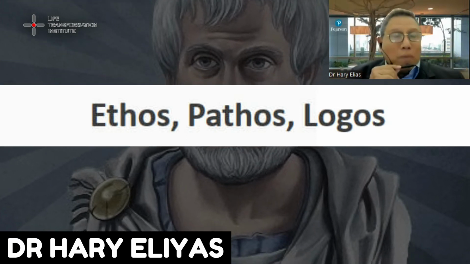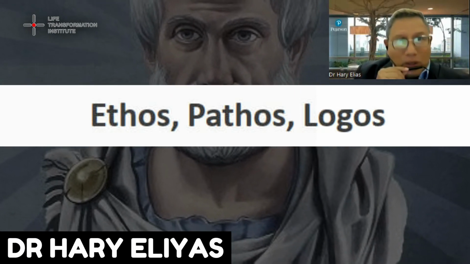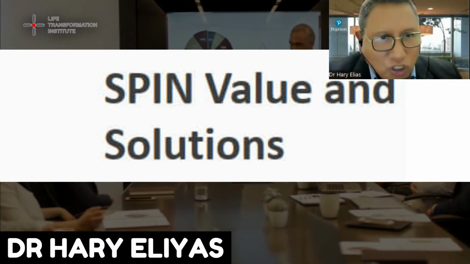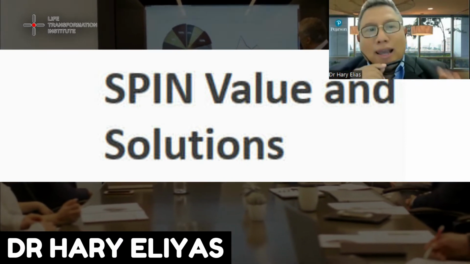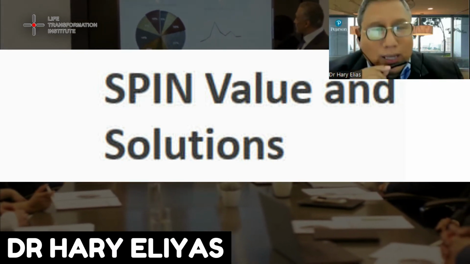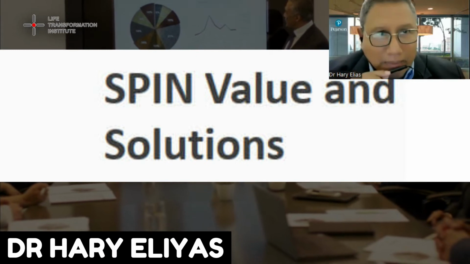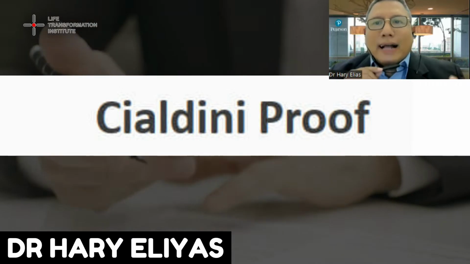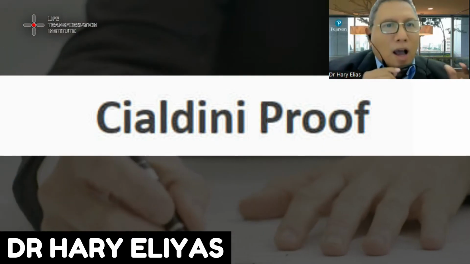There are 2 more approaches that we're going to look at. The first is a spin, value, and solution approach. And this is very good, especially in a situation where you're trying to persuade other people in a team. And the last approach we're looking at is what's called the Cialdini proof approach.